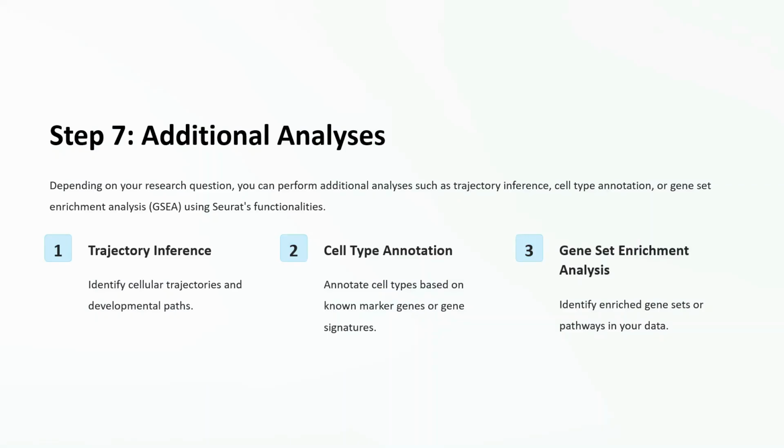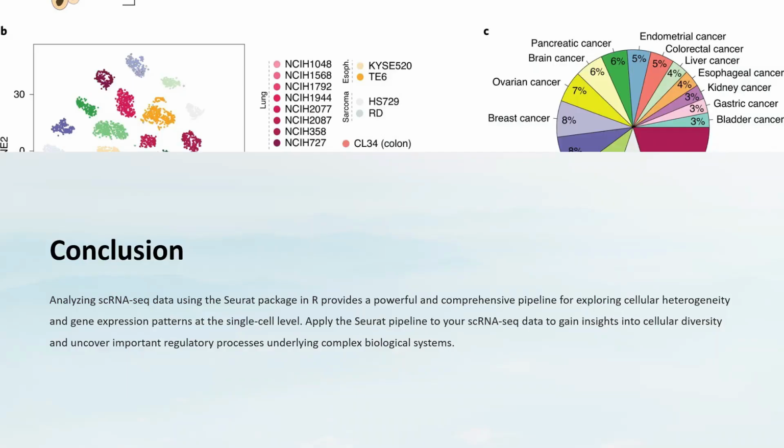Depending on your research question, you can perform additional analysis, for example trajectory inference, cell type annotation, and gene set enrichment analysis using Seurat functionality. With gene set enrichment analysis, we can find the pathways and gene sets, annotate the cells to find our markers, and also find the trajectories and developmental paths.